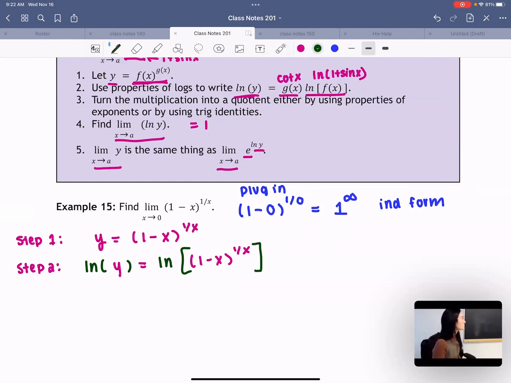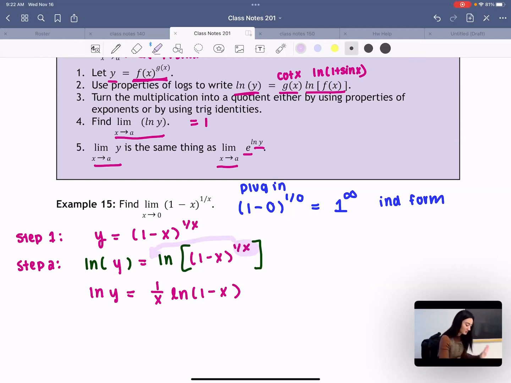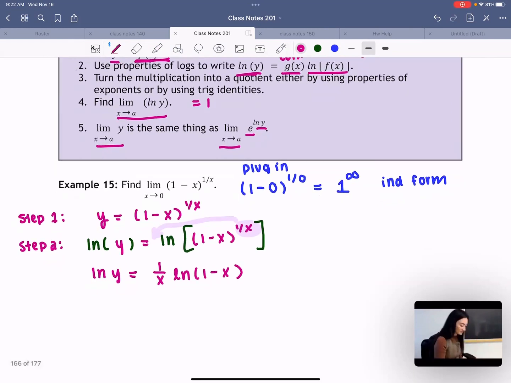Okay. We're still on step 2. We have to use properties of logs. So on the left, I have ln of y. What do I have on the right-hand side? 1 over x times ln of 1 minus x. Perfect. We're just taking the exponent and moving it up front, right? Okay, so that's what I'm left with right now. Cool. All right, so that's the end of step 2, right? All we're doing is rewriting this, okay?